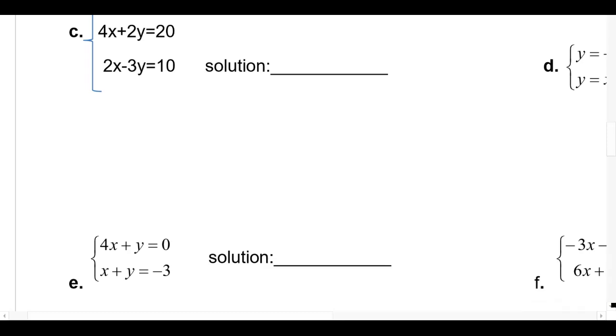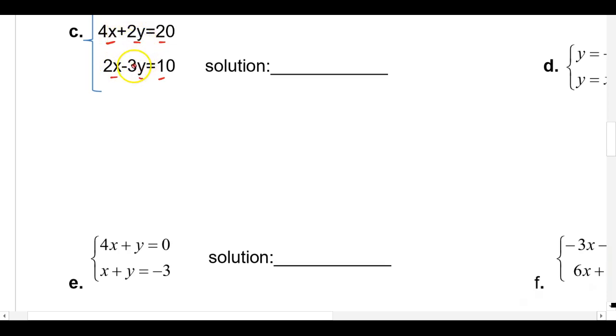Okay, so now for this problem, well, it looks like my variables are lined up. I have x and y, and then numbers and numbers. But I don't have any opposites, so I'm going to have to make opposites. So how could I multiply these so that I could get opposites? Well, let's see. If I multiply the 4 times something, well, the 4 is too big. It's bigger than the 2, so I'd actually have to divide. I don't want to divide, I want to multiply.